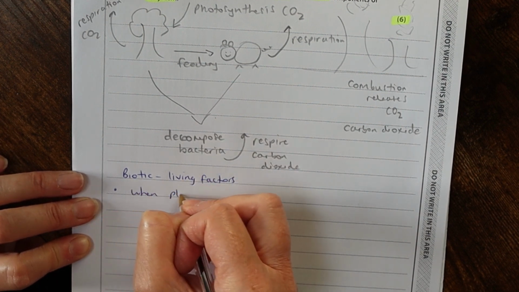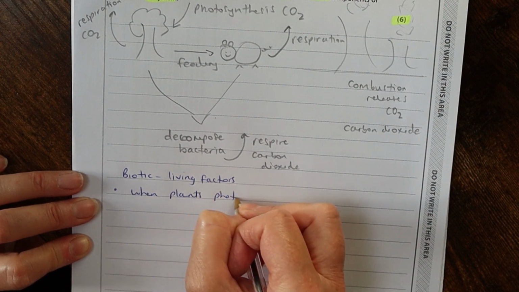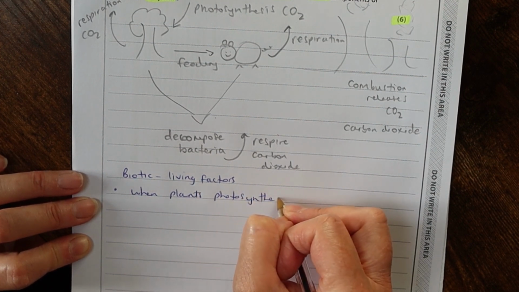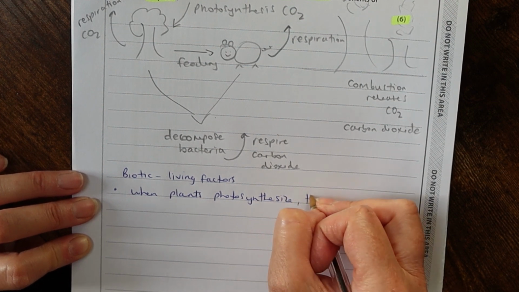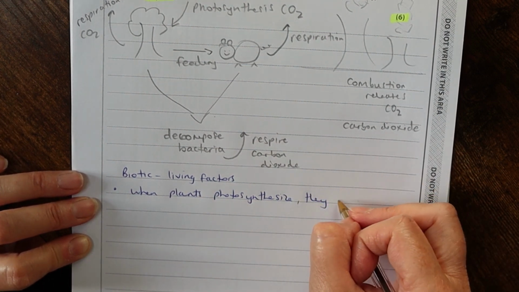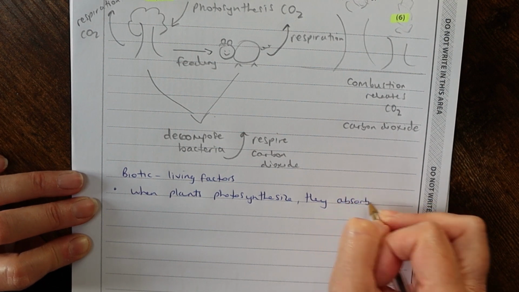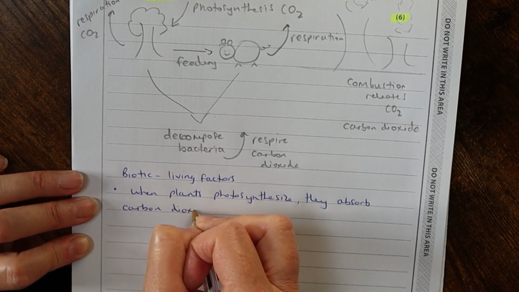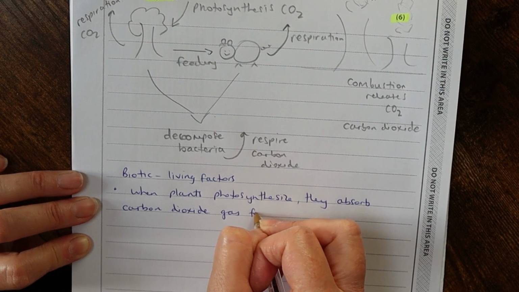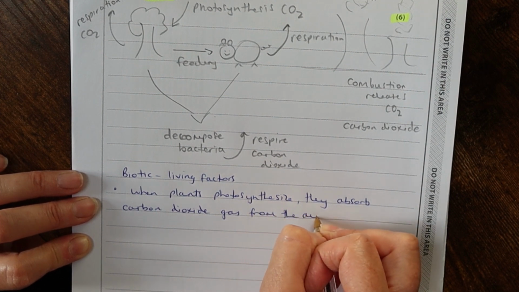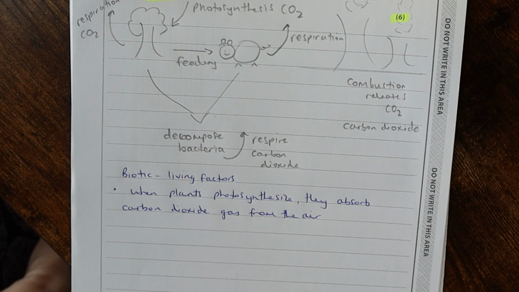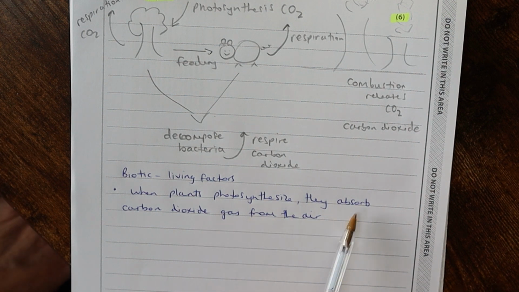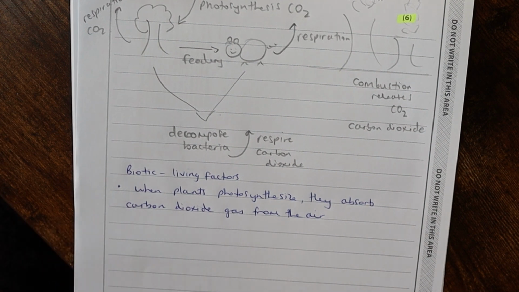So when plants photosynthesize, or carry out photosynthesis, now you can say they take in, or they absorb. So absorb is a better word. They absorb carbon dioxide gas from the air or the atmosphere. And you'll have talked in class with your teacher that the gas is absorbed through stomata. These are the tiny holes on the underside of leaves. So when plants photosynthesize, they absorb carbon dioxide gas from the air.